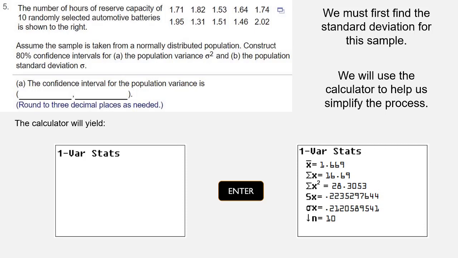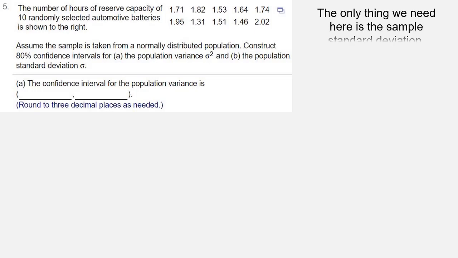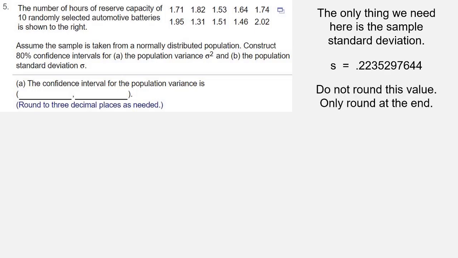Now the only thing that we actually need from this is the standard deviation, and we're looking at the sample standard deviation, which is the Sx value, the 0.2235297644 value. All the other things are not important for us in this particular problem. So the only thing we need is the sample standard deviation. We'll keep that. We're not going to round it at this point. We don't round values until the very end, so we want to use the value as precisely as possible. Once we've got that value, then we can find the chi-square values.